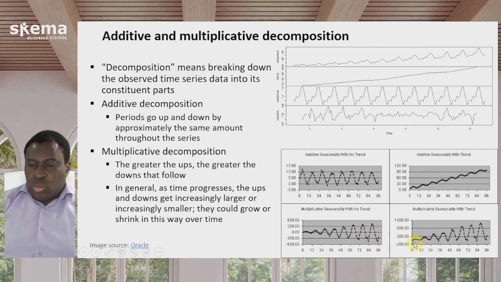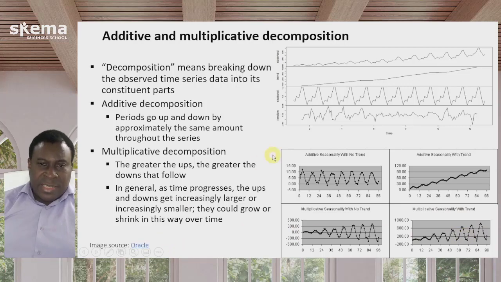And there might be a trend. In this case, there is a trend angling up, but you still see that when the ups are small, the downs are relatively small. When the ups are big, the downs are relatively big. And that is multiplicative decomposition with multiplicative seasonality.